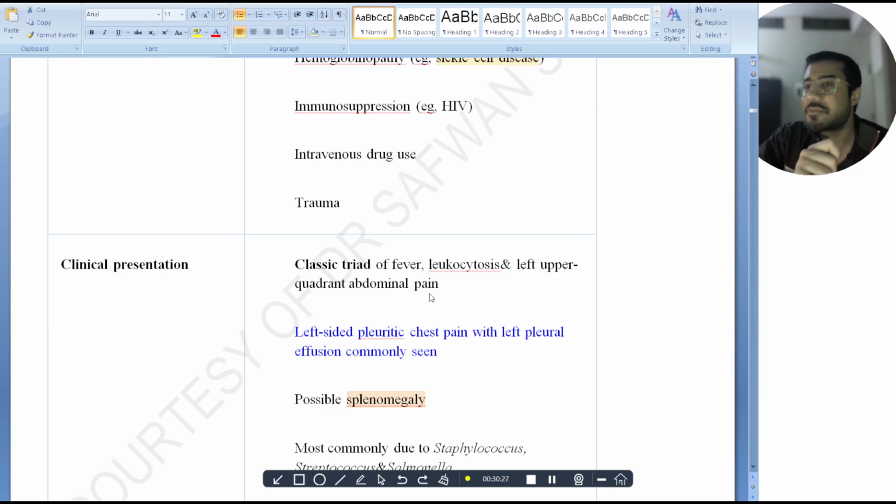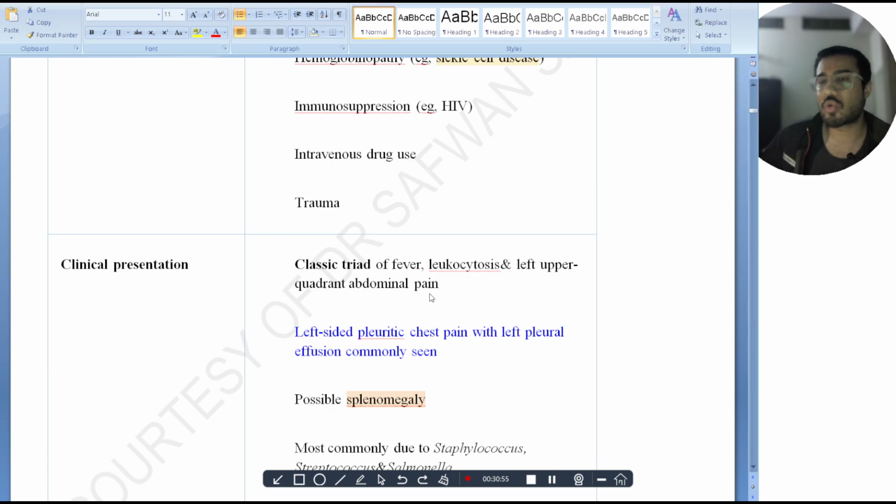So splenic abscess, spleen is like a really septated organ. You cannot clear the abscess completely. So the best way to deal with the abscess is to remove the spleen once and for all. Because if you give antibiotics, there's a high chance that the abscess is not going to resolve. So the treatment is splenectomy plus IV antibiotics. So you're going to use both of them.